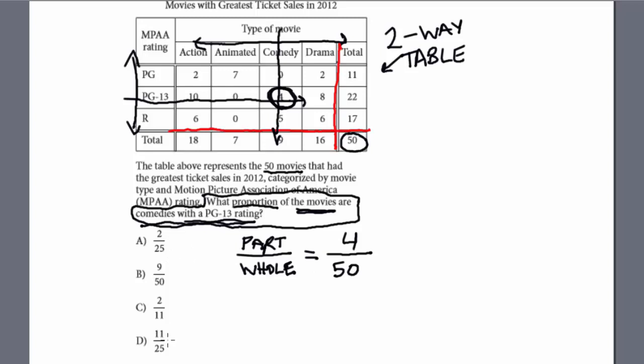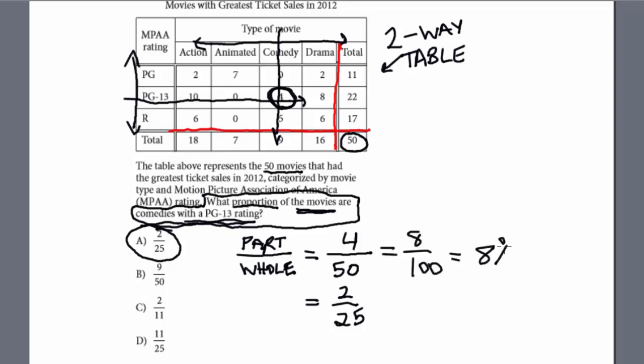None of the answers are 4 over 50, but of course we can reduce that to 2 over 25. And there we go. This is our answer, right? Again, they could have asked you what percentage, right? If they said what percentage, we could have done 8 over 100, otherwise known as 8%. So that is the percentage of the movies that are comedies with a PG-13 rating.